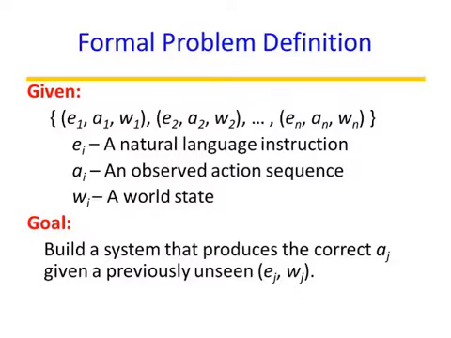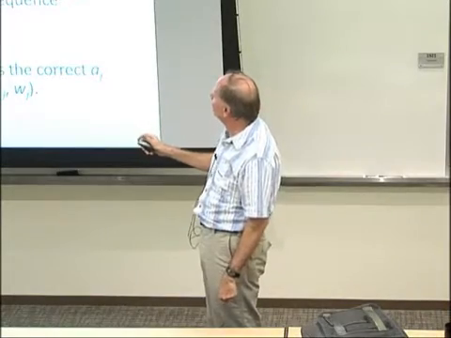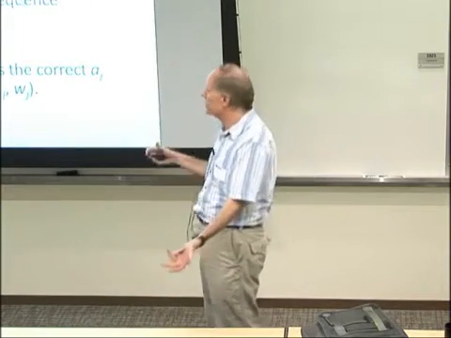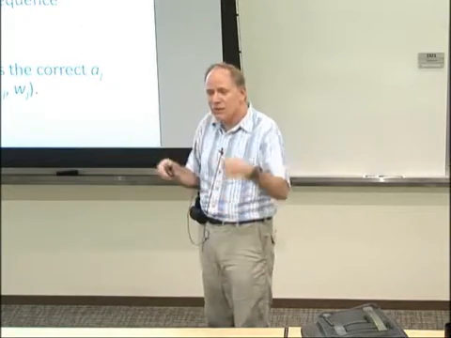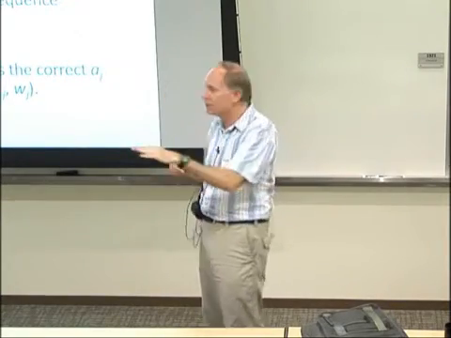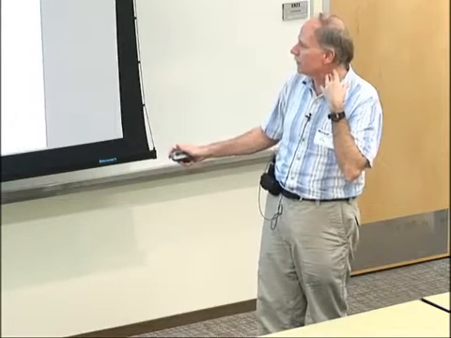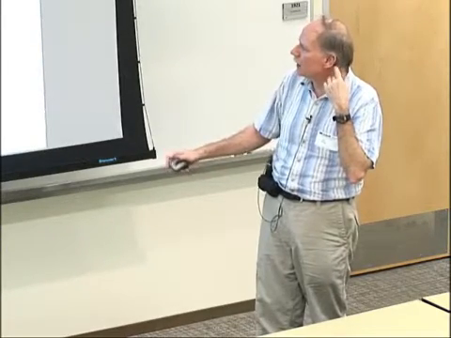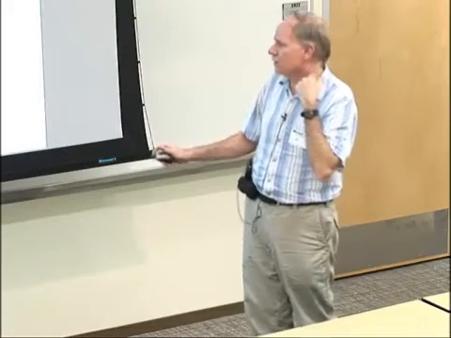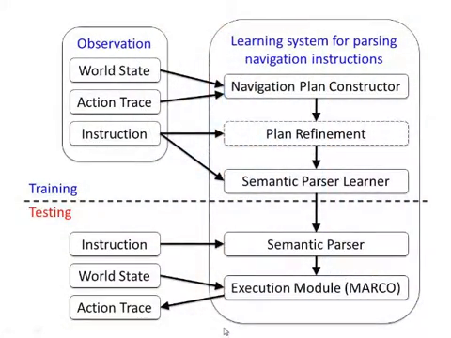But at the end of the day, this is what it gets. It gets these triples: a natural language sentence, an observed sequence of actions that were executed after the person said that sentence, and the state of the world, all the objects and the wallpaper and the tile in each of those states. So you get these triples of language, action, world state, and it has to build a correct mapping from the natural language into the actions, given, of course, the knowledge of the world state. Okay? So the overall system we built looks a little bit like this.